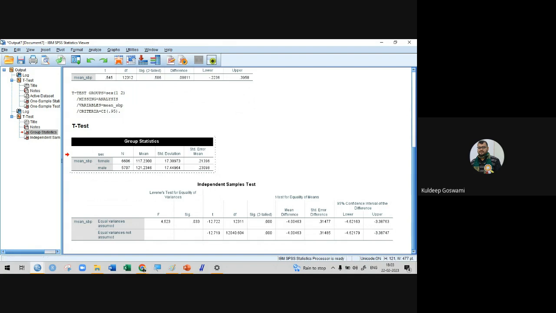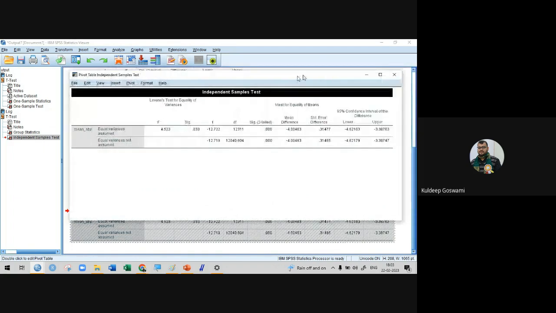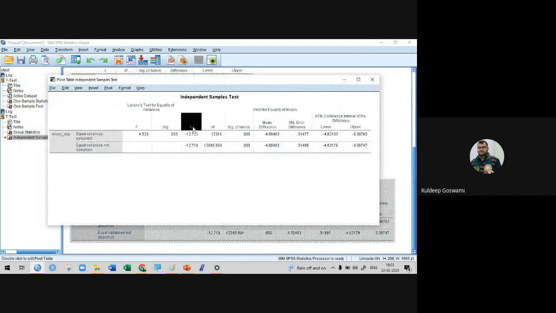Now, what do we have to see here? Don't consider the first two columns. Consider from the third column. Is it visible? Yes, sir. Okay. Consider from the third column. That is t. Here the value of t is minus 12.722, with degrees of freedom 12,311.